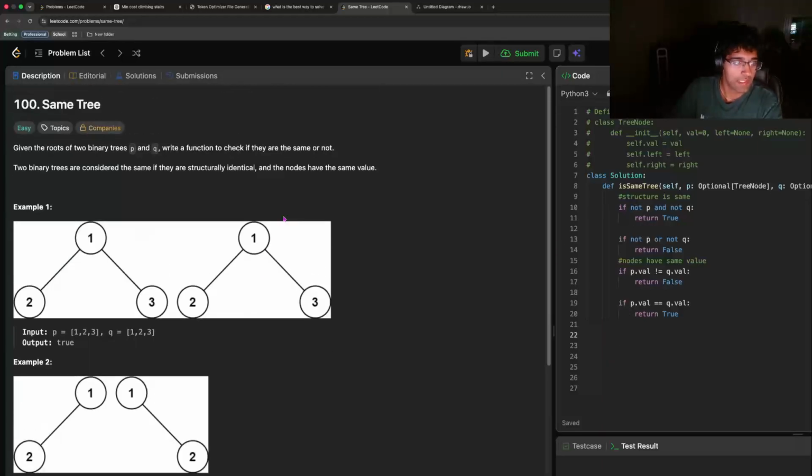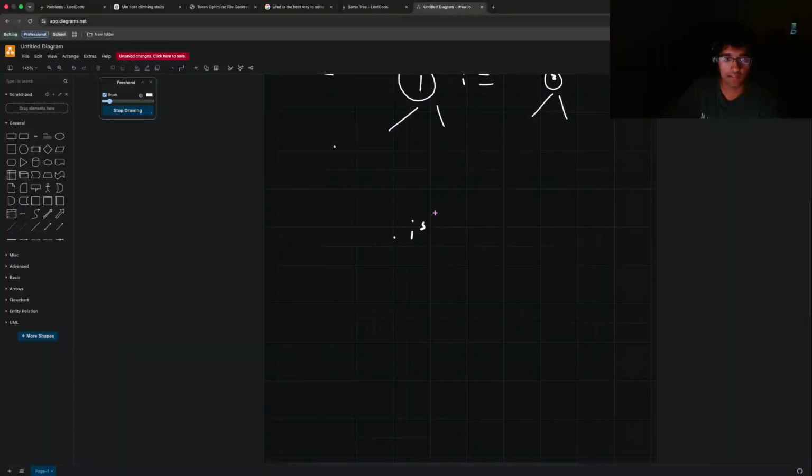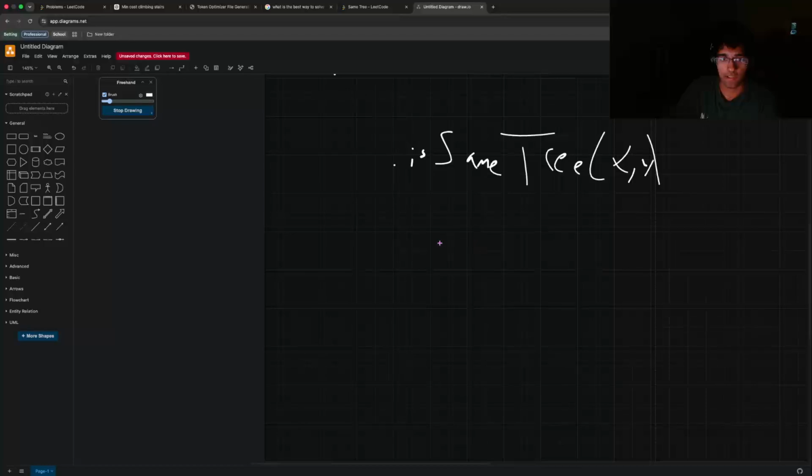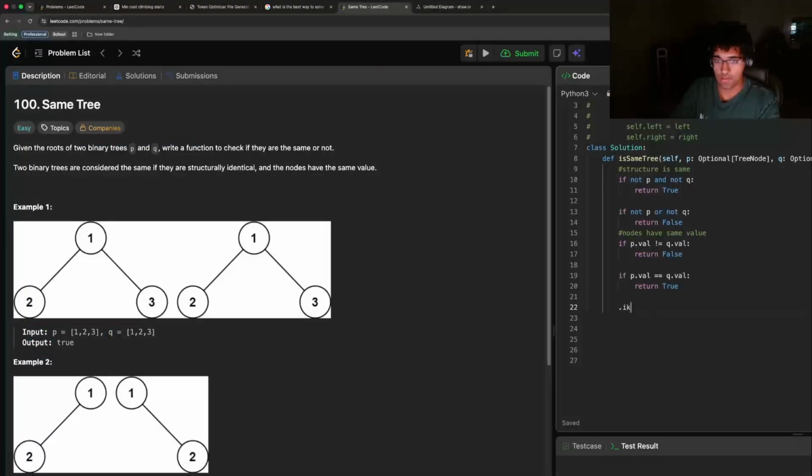Now what we need to do is something as we iterate. So we'll be using DFS, depth first search. And so as we iterate, you're going to be using the dot isSameTree, and this takes x and y. Now as you iterate, your x will always be dot left, and then your y will be dot right. So this is saying dot isSameTree. Now you have x dot left and y dot right.